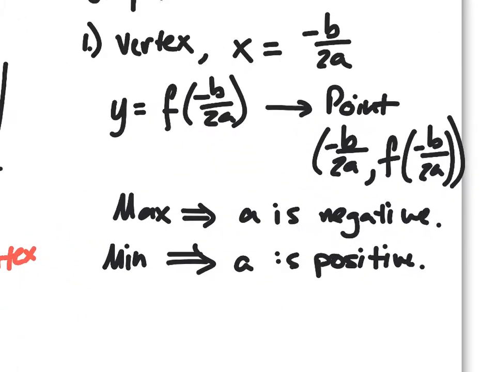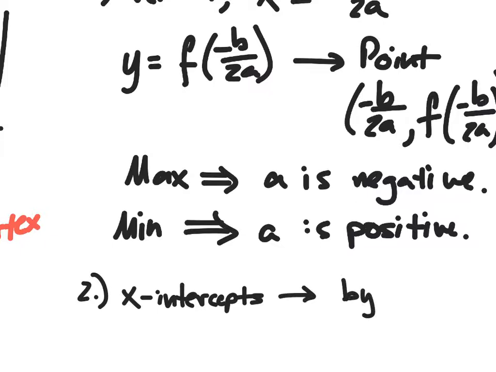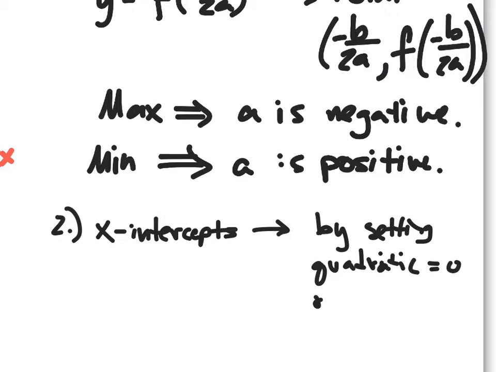Now, the second thing you want to find is your x-intercepts. You find your x-intercepts by setting your quadratic equal to 0 and solving for x. Those are your x-intercepts.